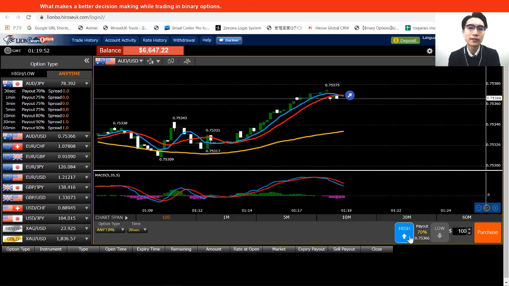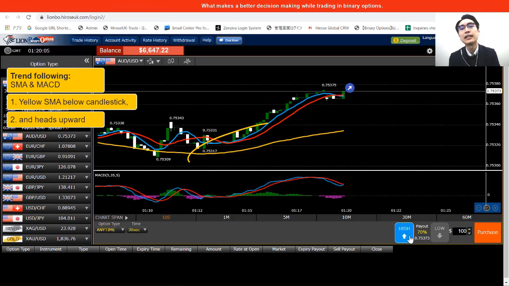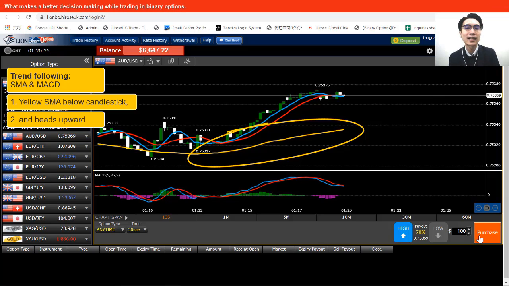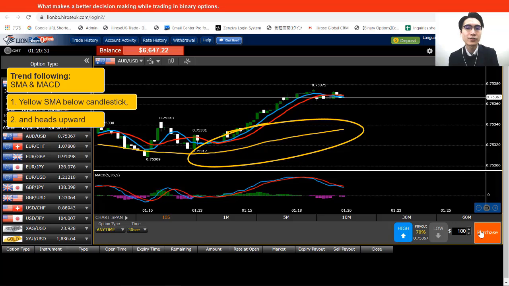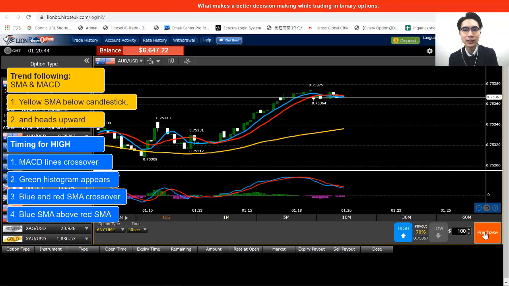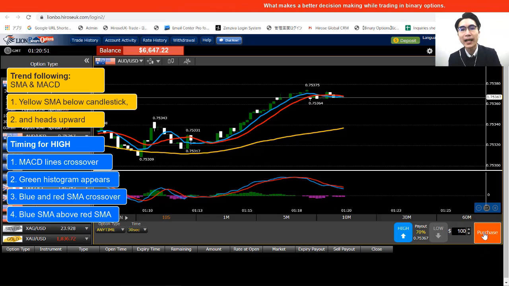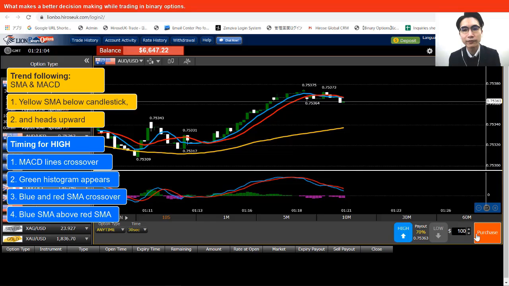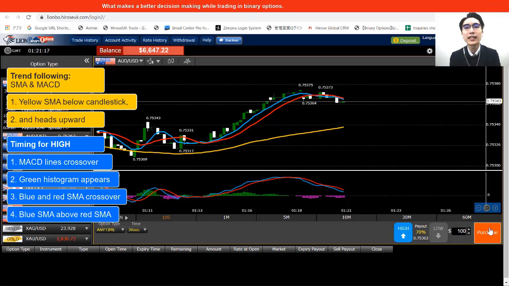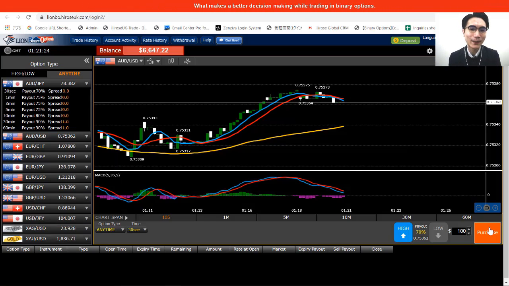Okay, so quickly talk about the strategy. The strategy is a trend following strategy. Now we see that the simple moving average is below the candlestick, and the yellow simple moving average is below the candlestick, and the candlesticks are heading upward overall, and that's quite a nice trend there. Now all I'm waiting for is for the MACD to crossover and give me a green histogram, and then I'll go back to the simple moving average, the blue and red one. I need these two simple moving averages to crossover, and I need the blue line to be above the red line after the crossover.